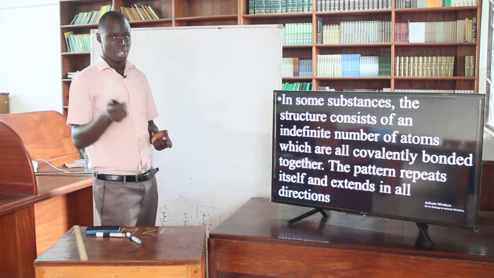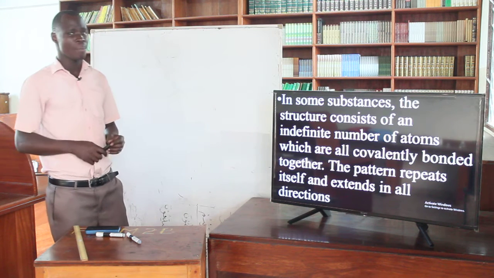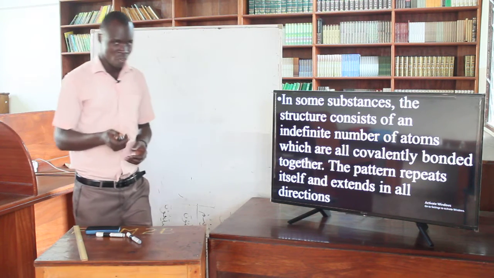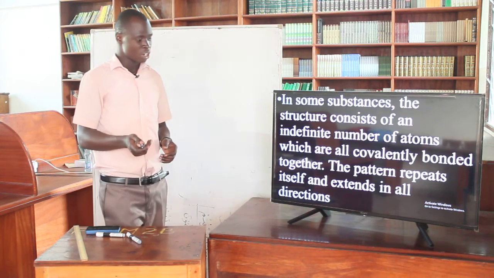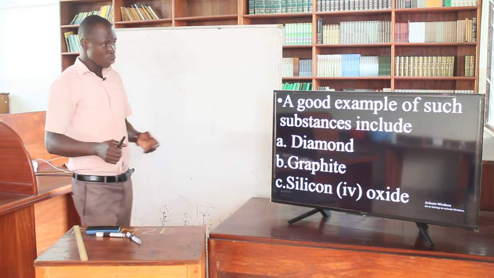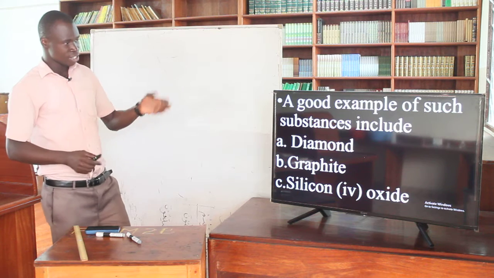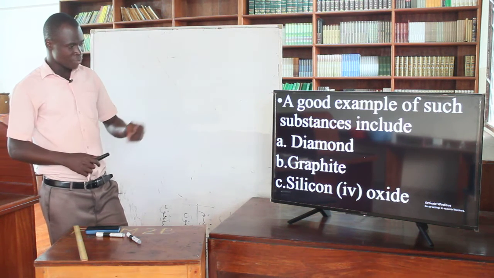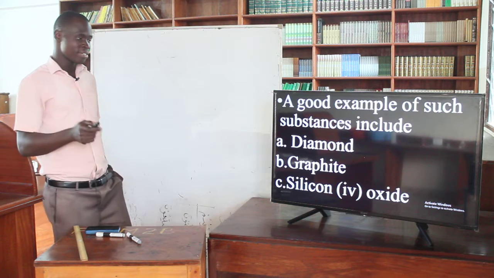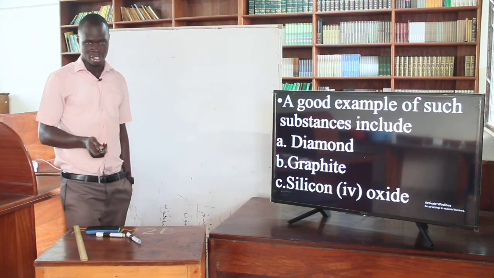In some substances, the structure consists of an indefinite number of atoms which are all covalently bonded together. The pattern repeats itself in all directions. Good examples of such substances include diamond. We are going to look at graphite. We are going to look at silicon oxide.